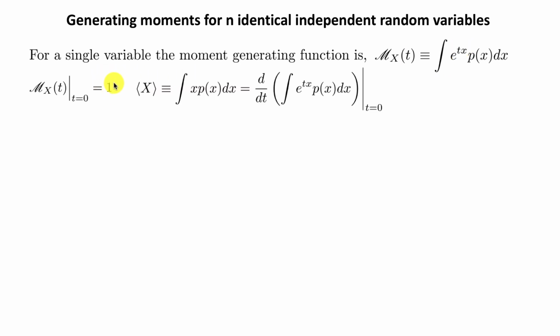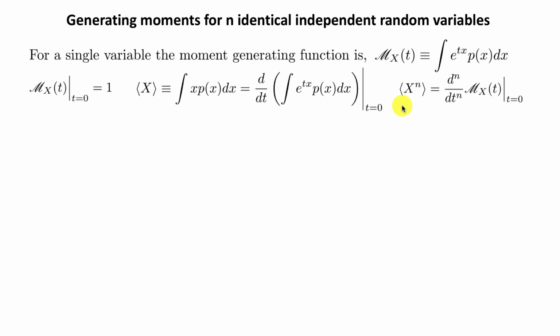If you want the average value of the random variable x, then you weight the probability distribution with the value x and integrate over all values of x. That's exactly what you would get by differentiating with respect to t, this function here, and then setting t equal to 0. And in general, of course, you would get the nth moment by differentiating n times. We've covered all this here before. I'm just putting it here to remind you.